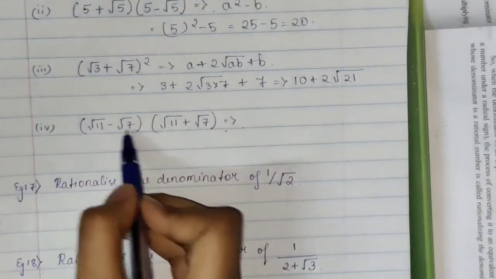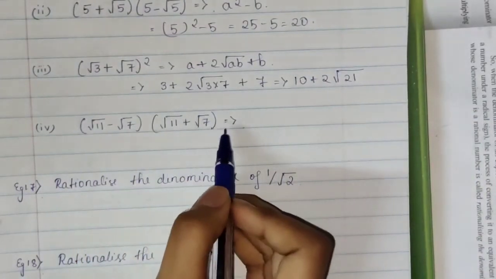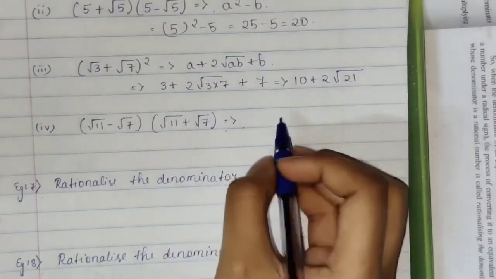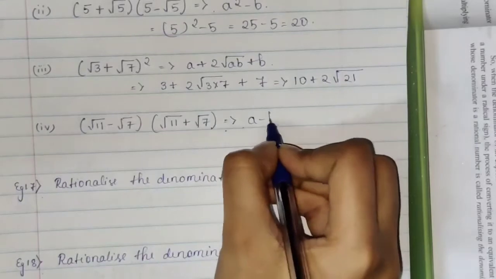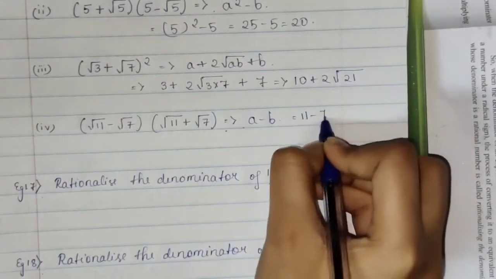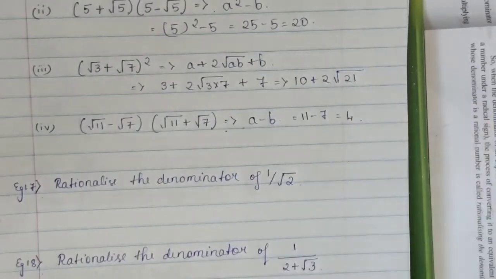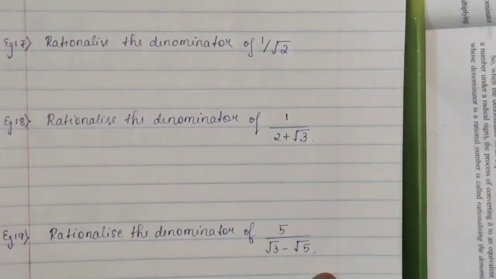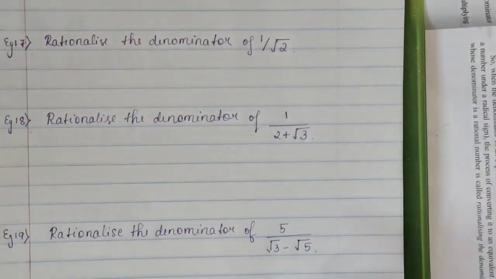Next. Root a minus root b into root a plus root b. This is again a formula: root a plus root b into root a minus root b, the end result is a minus b. And just substitute. 11 minus 7 is 4. Pretty simple. Now we'll move on to the next example, which is example 17.